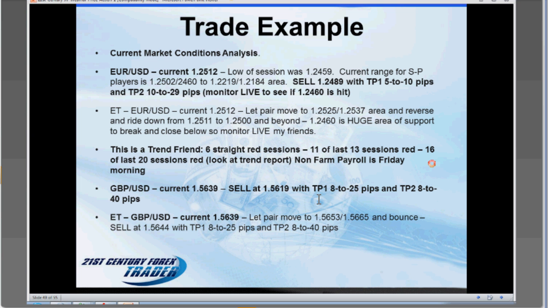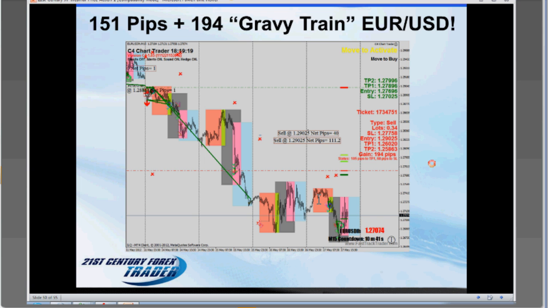As we go to the next slide. So if you would like to try this out, and I'm a crazy man, here's one where we had a 151 pip move. We didn't know it was going to move 151 pips. I couldn't have predicted that. But we happened to get into a trade, and there was 194 gravy train pips. You can see how that stage shoots straight down. There's no better feeling than catching this thing, and it goes on for days or weeks if you're a swing trader. That's the whole purpose.